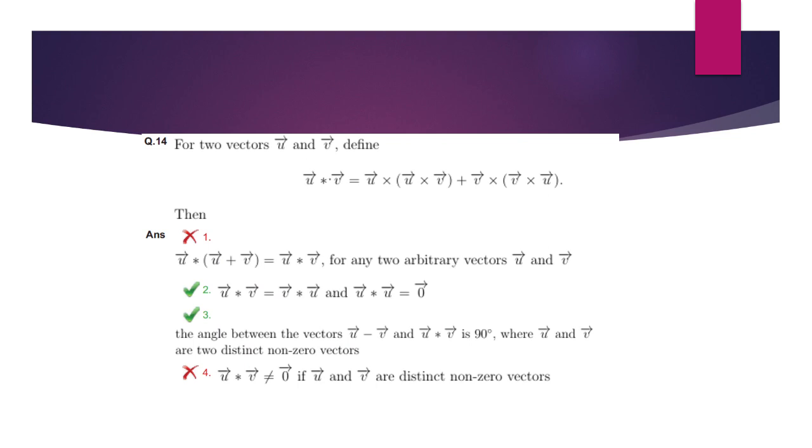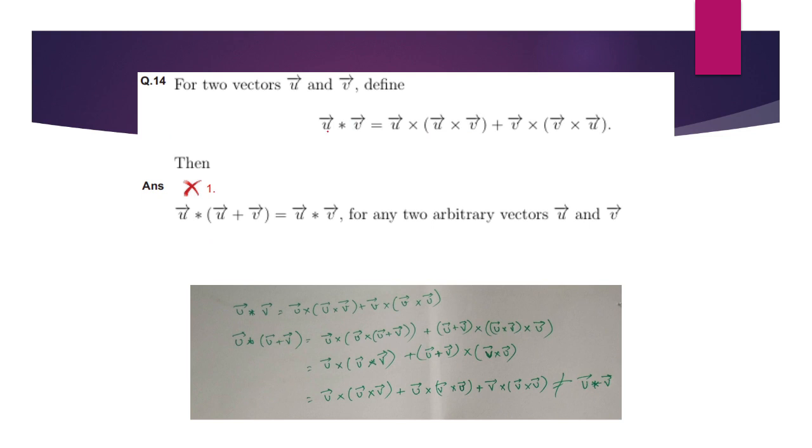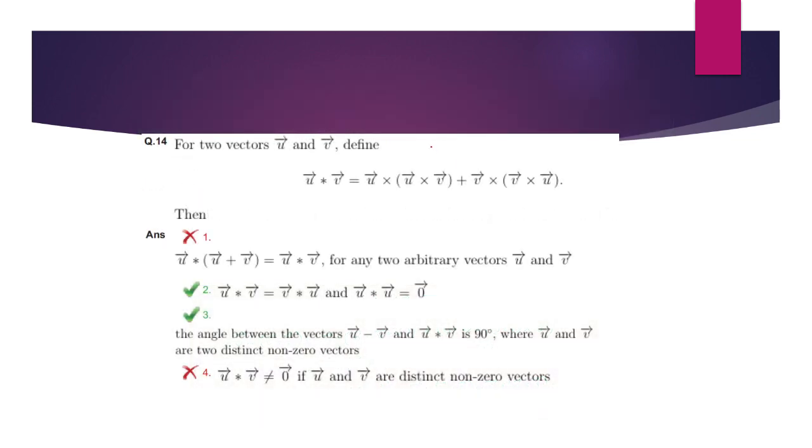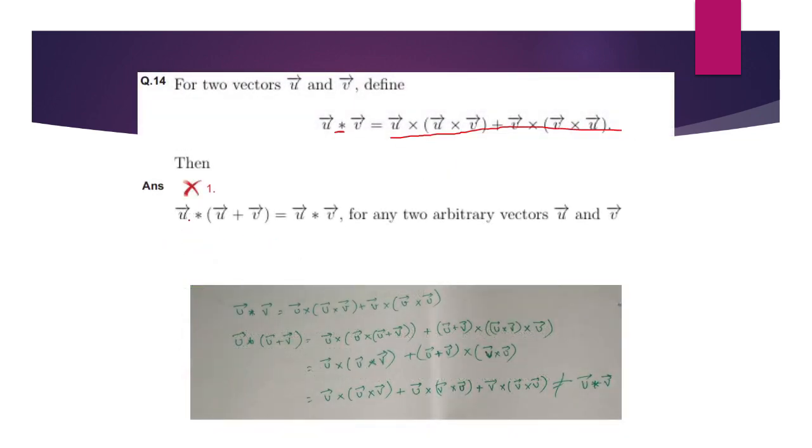The 14th question is vector product. So we'll move on to the first option and check. So this is a binary operation star, which is defined as here. Now I take u star u plus v. So we need to substitute over here u plus v. After substitution, this is already given. So I substitute u plus v, and this is what we get. And u cross u is nothing but a null vector. So it's null vector plus u cross v, which is nothing but u cross v.